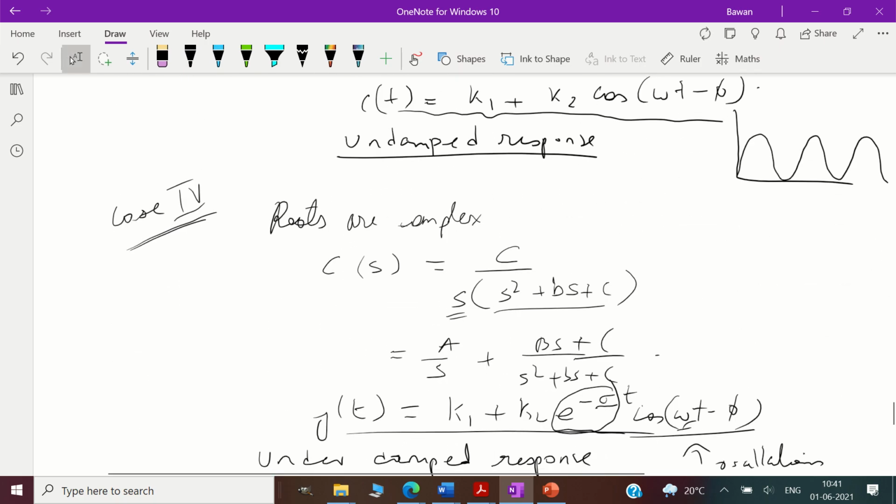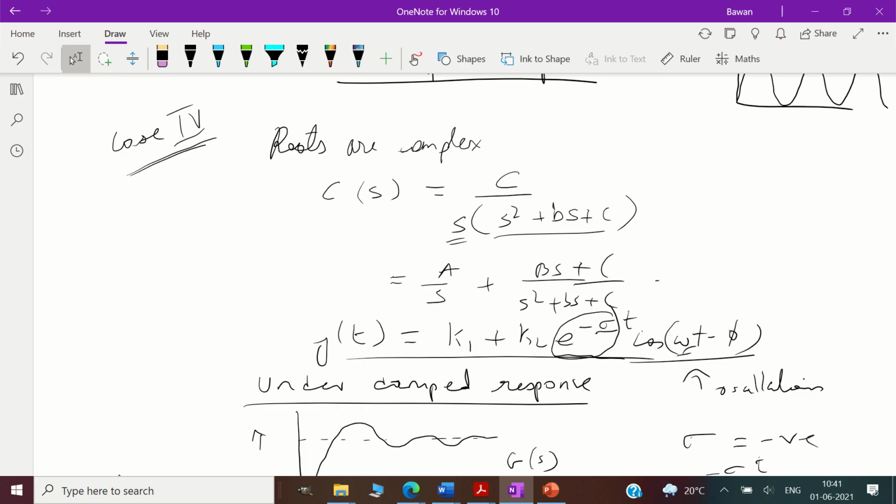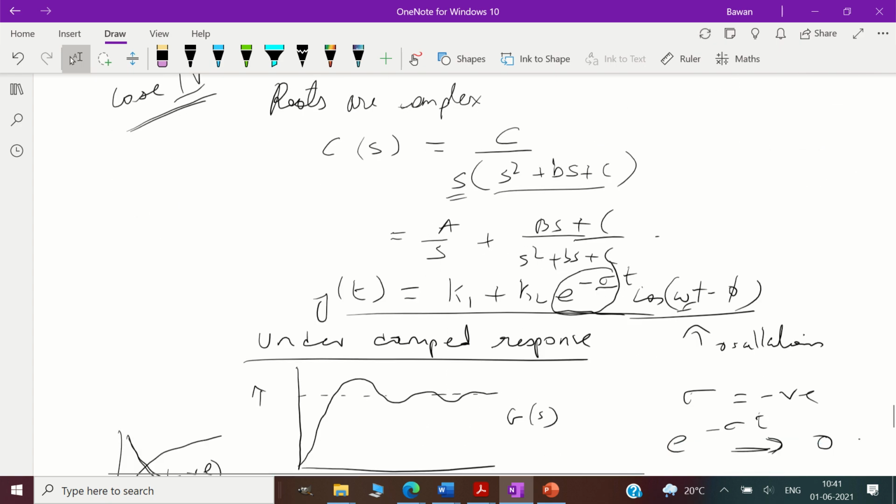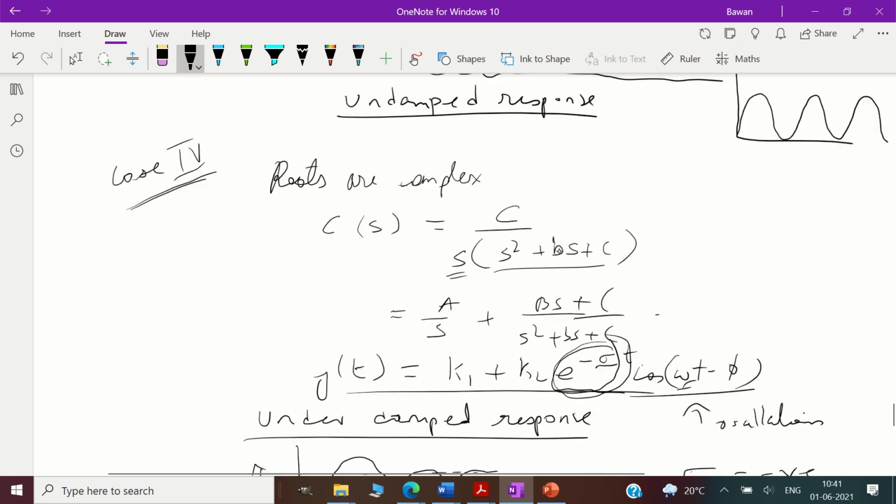And the fourth case is when the roots are complex. Now when the roots are complex, the same system comes in place, but instead of simply getting an undamped response like we did in the above case, y(t) will be given by k1 plus k2, and then this exponential term will come into play here, and cos omega t minus phi. So that is the difference here.